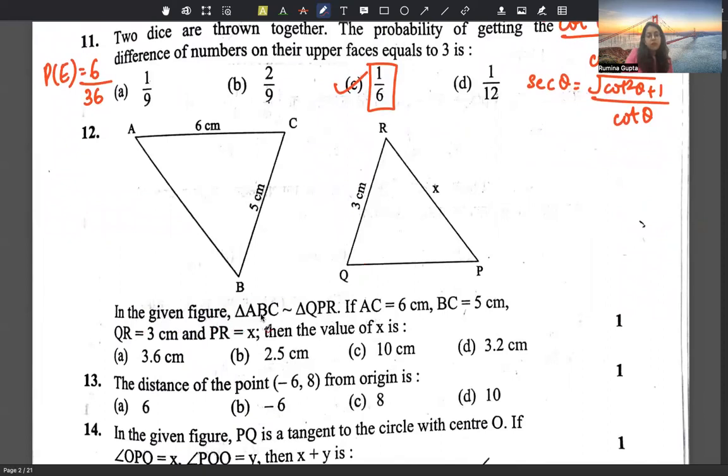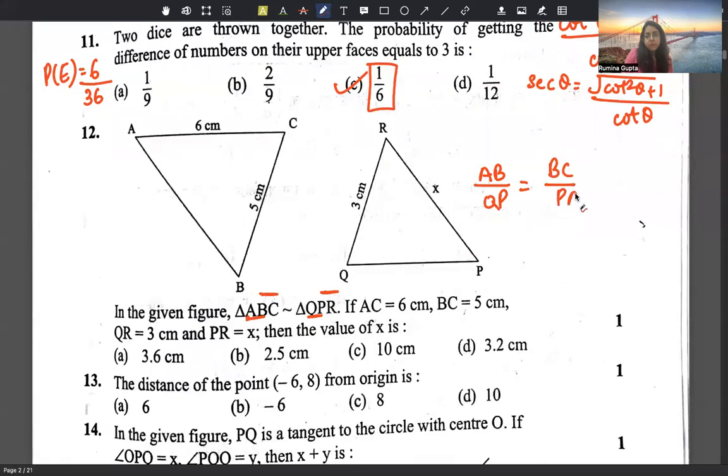Clear? Now move towards question number 12. In the given figure, triangle ABC is similar to triangle QPR. So ABC is similar to QPR. AC is 6, BC is 5, QR is 3 and PR is X. Find the value of X. कुछ नहीं था, बहुत सिंपल क्वेश्चन था. इसका corresponding ये जाएगा. So AB upon QP is equal to BC upon PR.